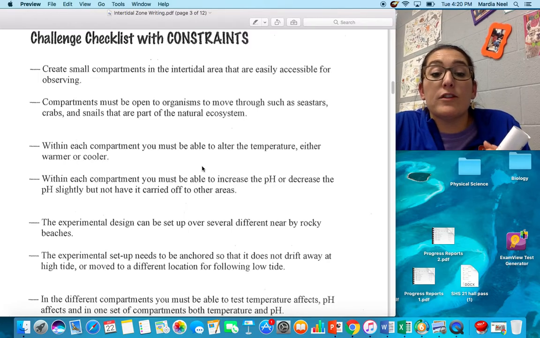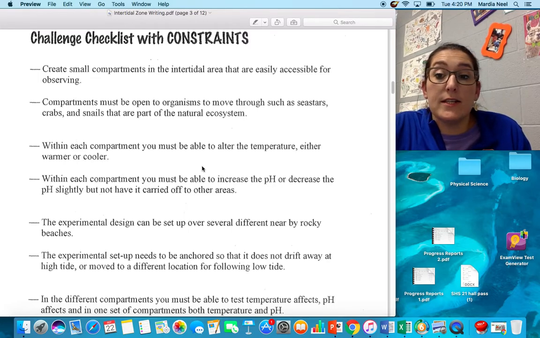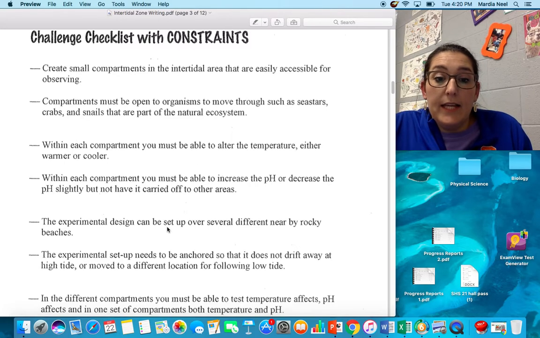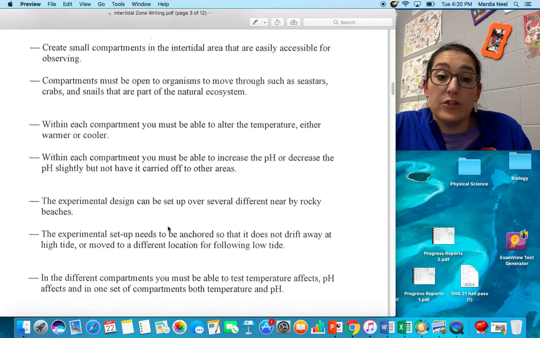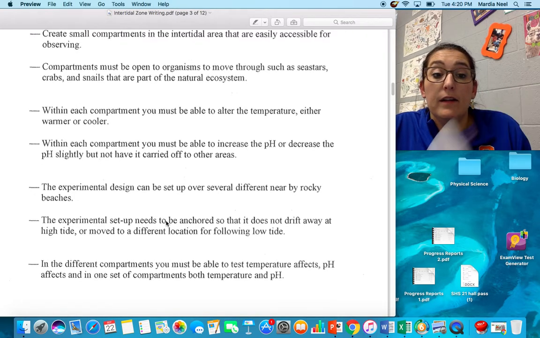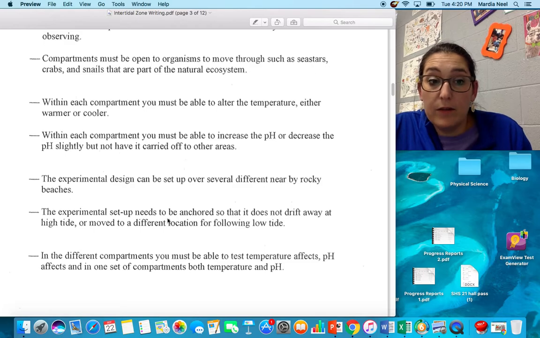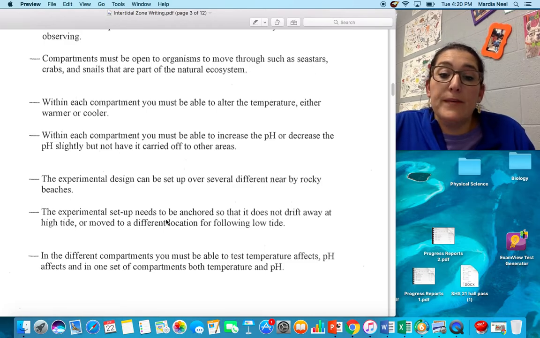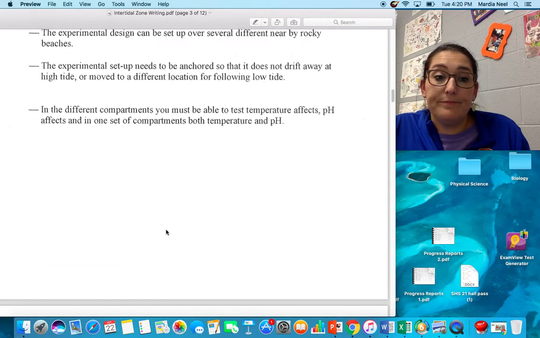It can be set up over several different nearby rocky beaches. It doesn't all have to be on one. It needs to be anchored so it doesn't drift away at high tide or get moved to a location following low tide. So it needs to be in the same place for high and low tide. And you have to be able to test temperature and pH in the compartments.